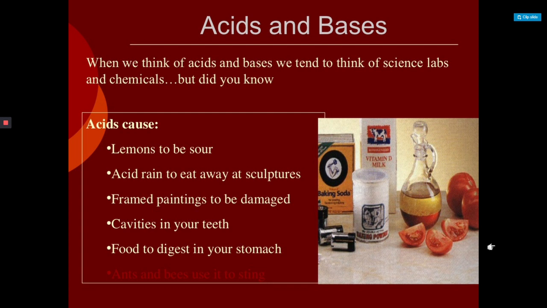But did you know? Acids can cause acid rain to eat away at sculptures, cavities in your teeth, ants and bees use it to sting, food to digest in your stomach, lemons to be stored, and some more you can see on the screen. And acid rain is also formed when water is mixed with acids in the air.